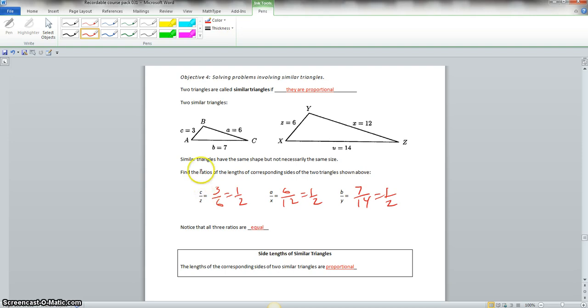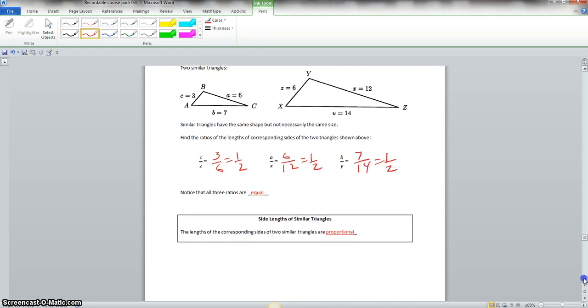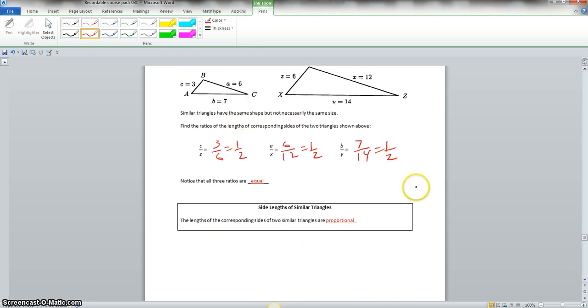So now we have C over Z. C over Z is 3 over 6, and we can simplify that to 1/2. Then we have A over X, which is 6 over 12, and that simplifies to 1/2. And then we have B over Y, which will give us 7 over 14, which simplifies to 1/2. Now, because all of these are equal to each other, they are proportional. Notice that all three ratios are equal.